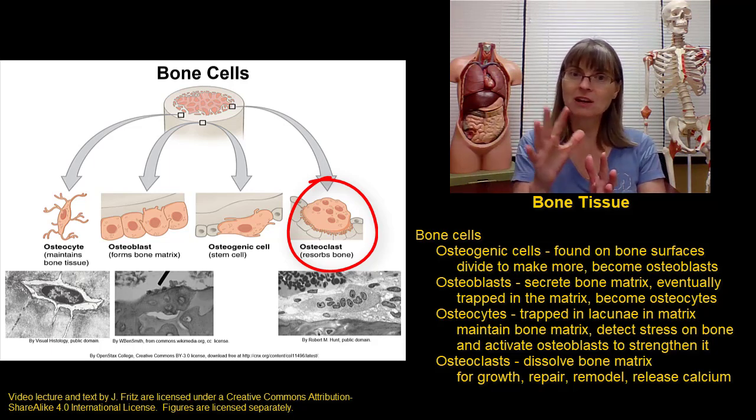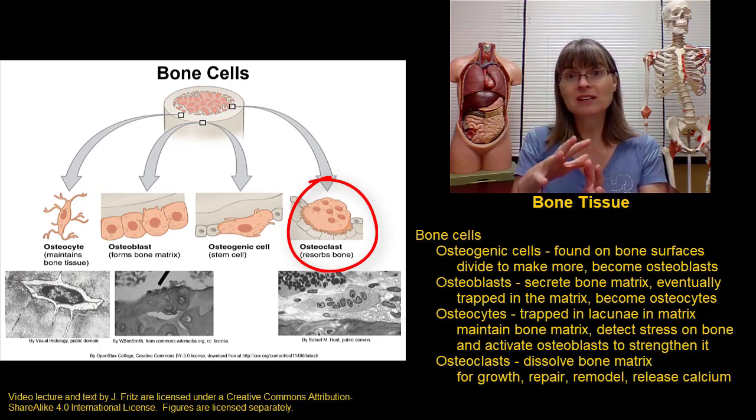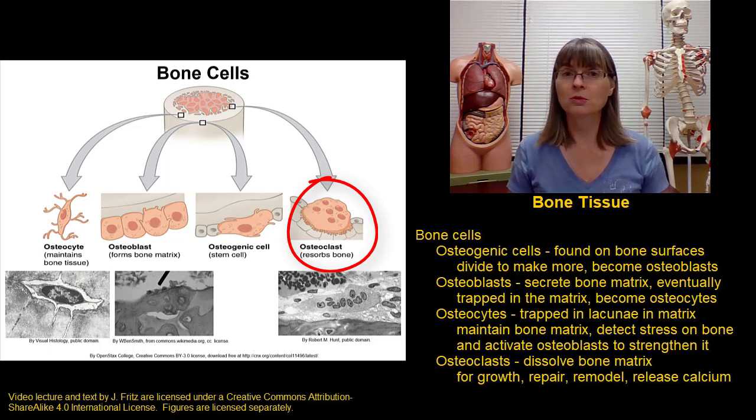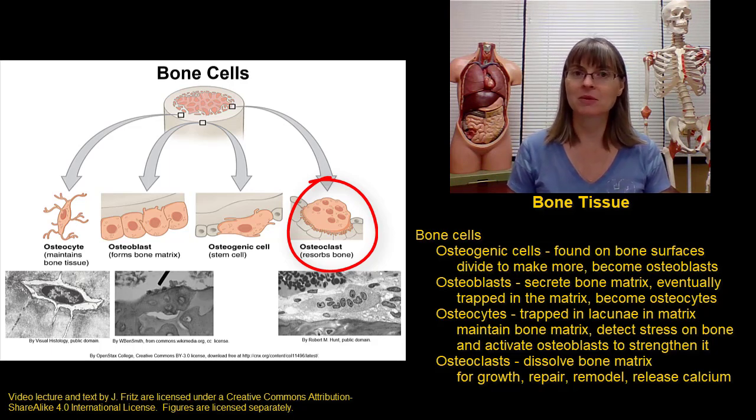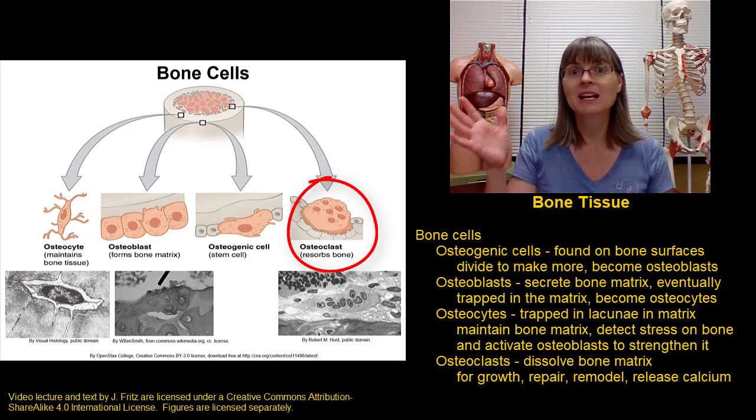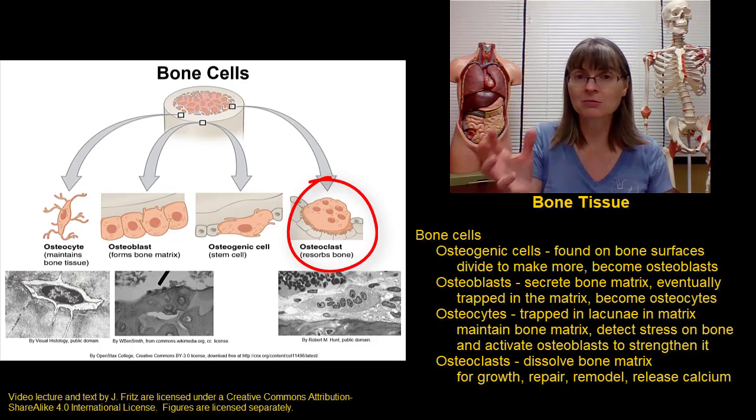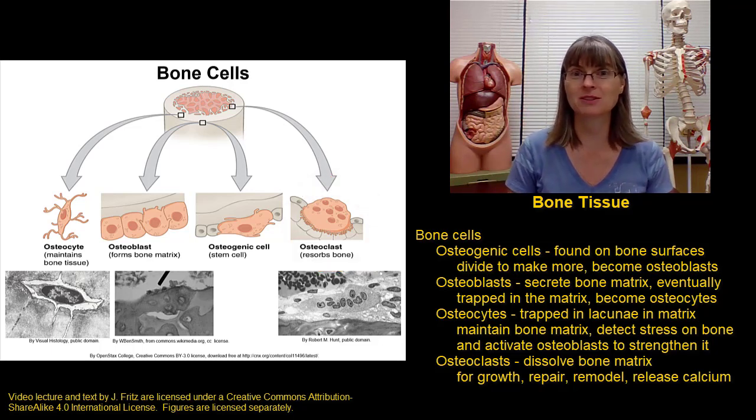They sort of seal themselves right onto the surface of the bone, and then they release acid onto the bone surface and release those matrix components into the blood. This is important for bone growth, for bone repair, and for bone remodeling, which we'll talk about a little bit more later. This is also important for the release of calcium. If there's not enough calcium in your blood, the osteoclasts will break down bone matrix in order to release calcium into the blood.